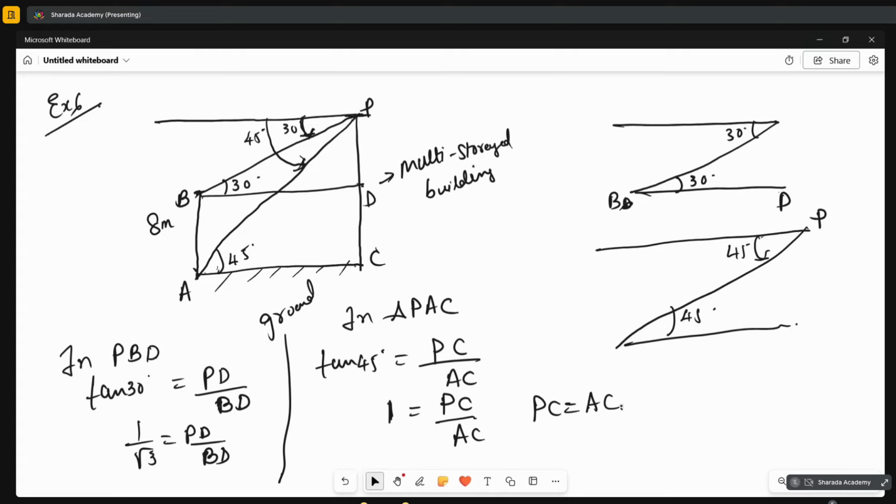Now BD and AC will be equal, correct? So I can write this as PD by AC also. Now if I shift AC here, what you will get? AC is equal to root 3 times PD. That is the first equation. And here AC is equal to PC. Now equate them and try to find the answer. That's all. Try.